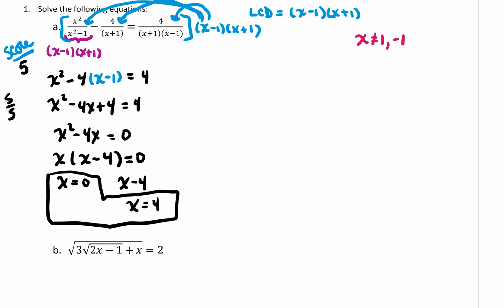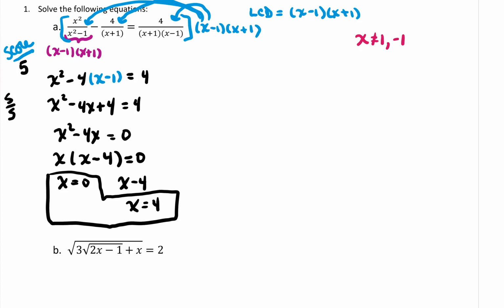Okay, so let's look at the next problem. The next problem, we have a square root of 3, and then underneath that radical, we still have the square root of 2x minus 1. And then outside of that radical, but inside the main radical, we have plus x, and then it's all equal to 2.